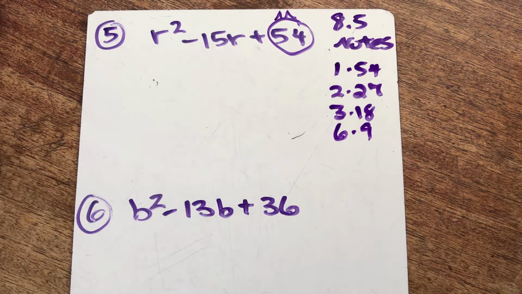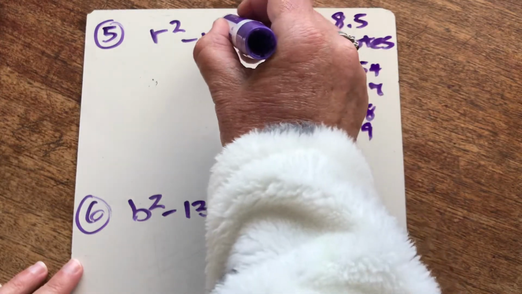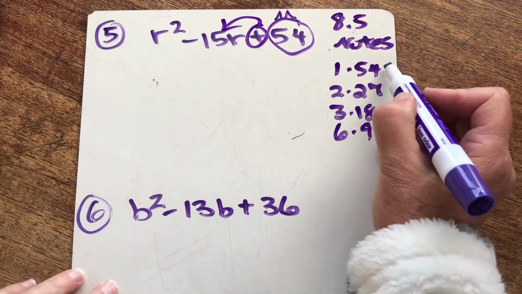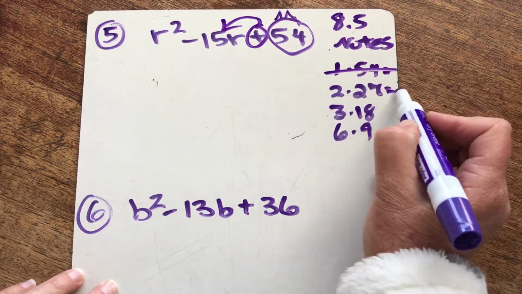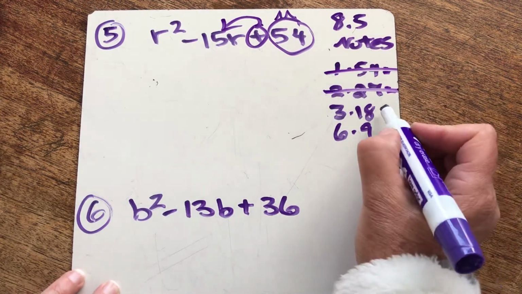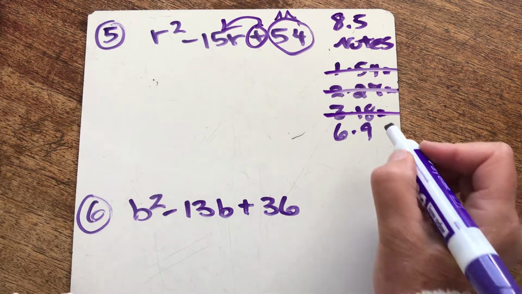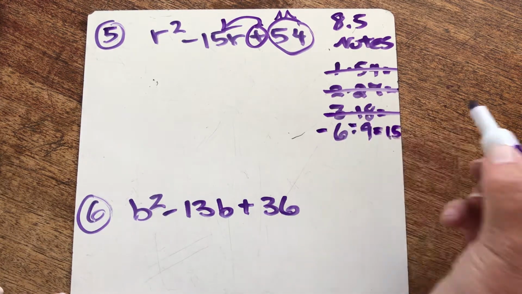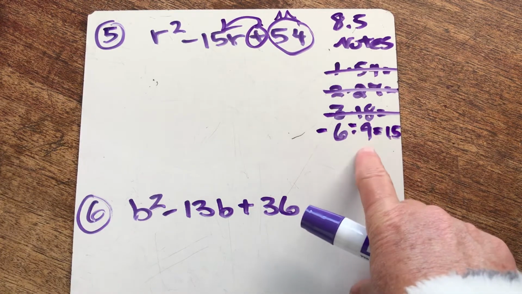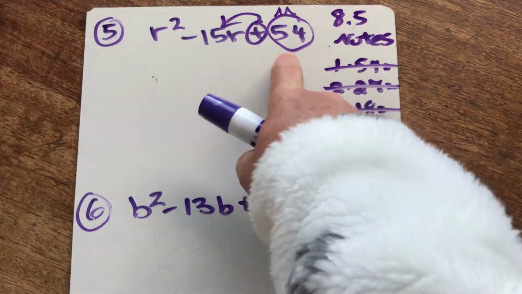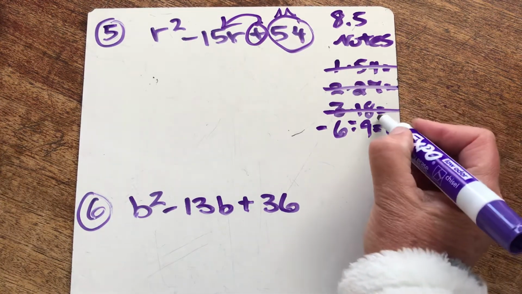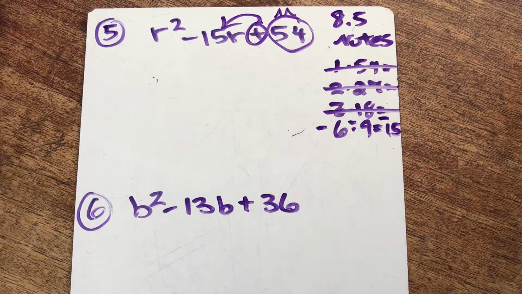I'm looking at those factors and asking myself, which ones add to give me 15? Well, these would add to give me 55, so that's not it. These would add to give me 29, not it. These would add to give me 21, not it. These would add to give me a positive 15. Positive 15 is not what I want. So let's check this. What if they were both negative? Well, negative 6 times a negative 9 would give me a positive 54 at the end. And negative 6 and negative 9 would give me the negative 15 that I want for the middle term.